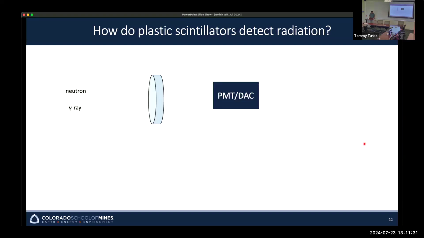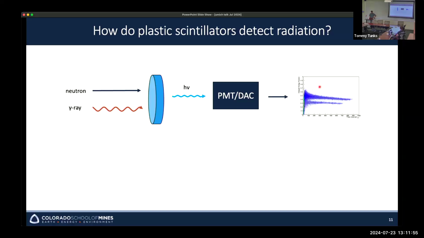So this is basically how they work. This is a piece of plastic. It's irradiated with neutrons or gammas. When it does that, it absorbs that energy and transfers that energy down to a luminescent material. The luminescent material gives off light, and that light is detected by a photomultiplier tube or some kind of photodetector, and then it gives you some type of signal. And so we'll talk about what that signal is. So that's basically how these work.